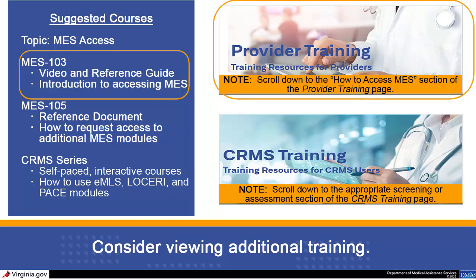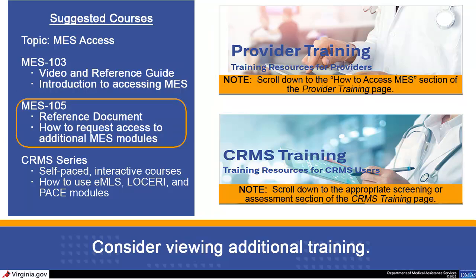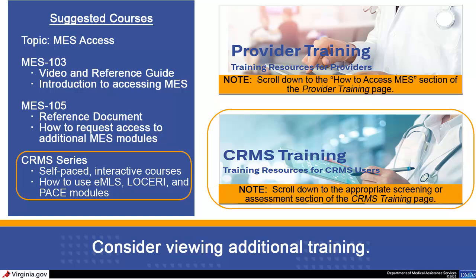MES 103 is a video that provides you with a detailed view of the process for logging into MES and navigating to the provider portal. It also includes a quick reference guide that you can save or print. MES 105 is a reference document that explains how to access additional MES modules, such as CRMS for long-term care screening and assessment. On the provider training page, there is a link to the CRMS training page where you can find additional self-paced interactive courses that walk you step by step through the screening and assessment processes in the new CRMS module.